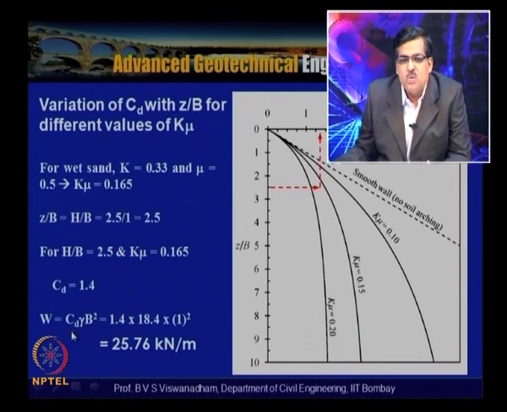So W is equal to CD gamma B square, where 1.4 into 18.4 into 1 square. So with that what we can get is 25.76 kilonewton per meter.